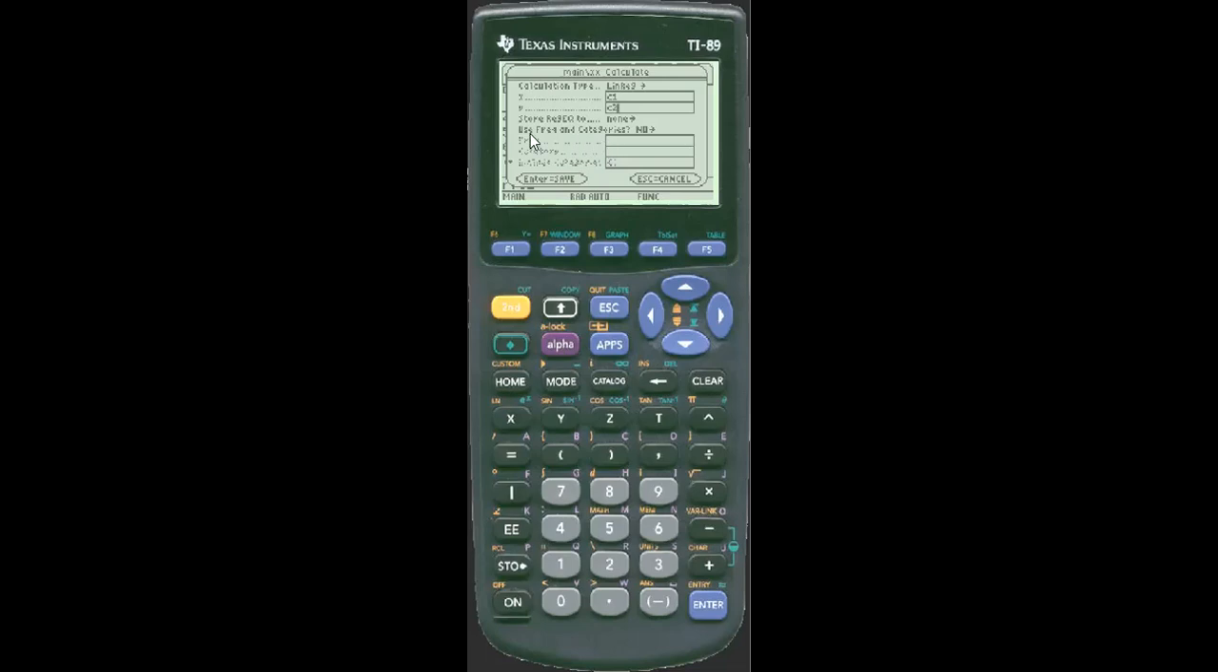Okay, then it asks does store regression equation. Yes, we want to store the regression equation. We have to give it a name. So we have this whole bunch of y1, y2, y3. So simply let's select y1.